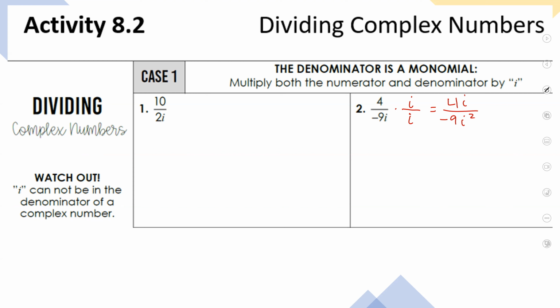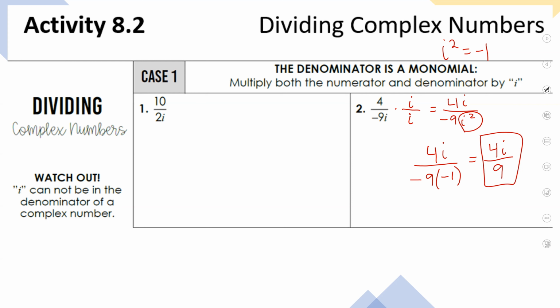Now we have to remember that i squared is equal to negative 1. Do we remember that? Okay. So I'm going to rewrite this as 4i over negative 9 times negative 1, because i squared is negative 1. Okay? And then let's simplify this further. I'll have 4i in the numerator. Negative 9 times negative 1 is 9. So this is my answer. If you can simplify the fraction, be sure to simplify the fraction.